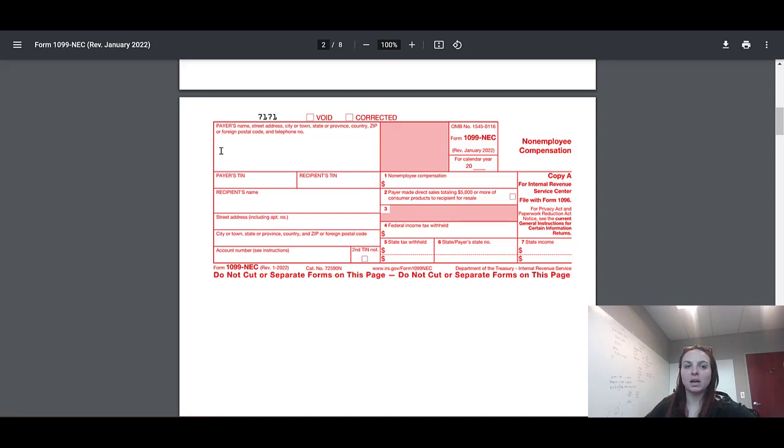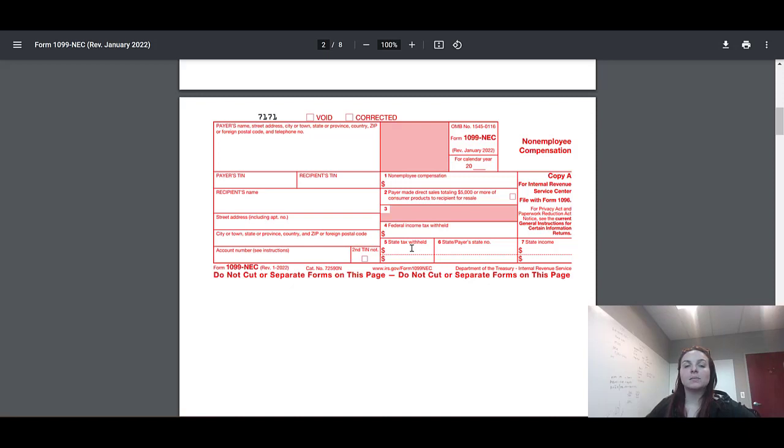You can see here, this is information about the payer. So this is information about the business that has paid that individual or other business. And then you're going to have information about the recipient, so the individual or the business who received the payments. You're going to have the non-employee compensation here. And then you're going to have some information about federal income tax withheld, state tax withheld.